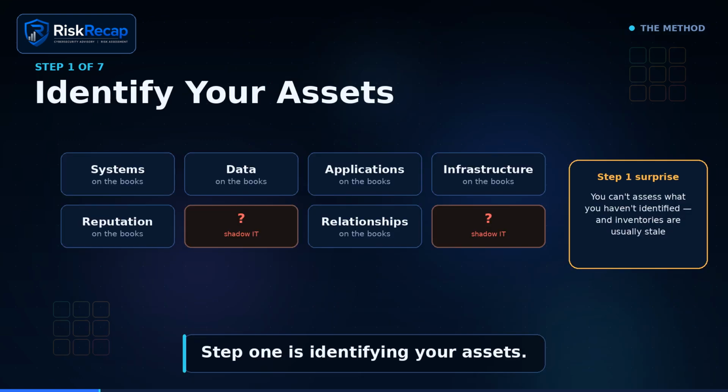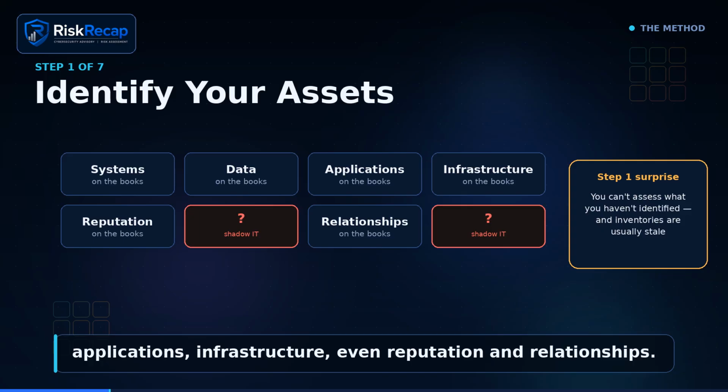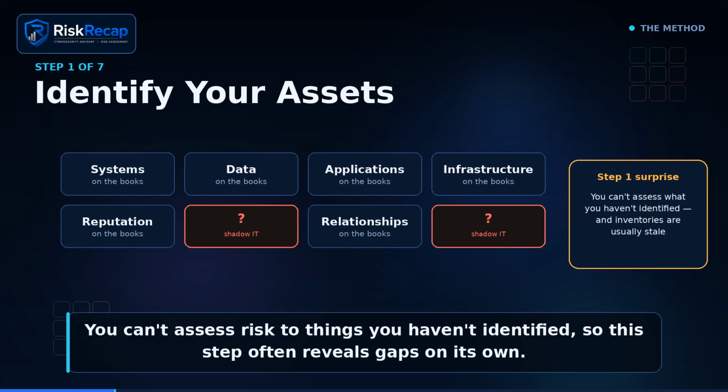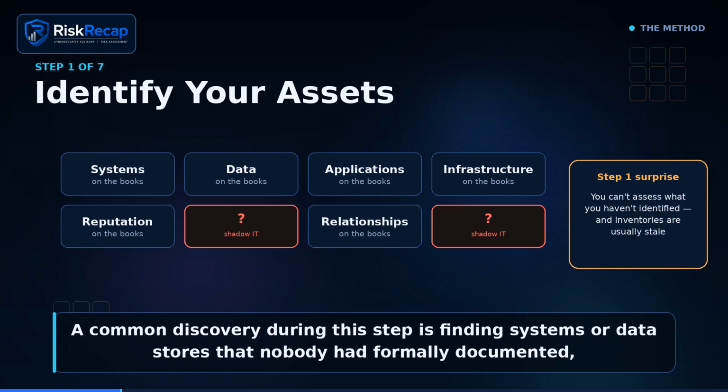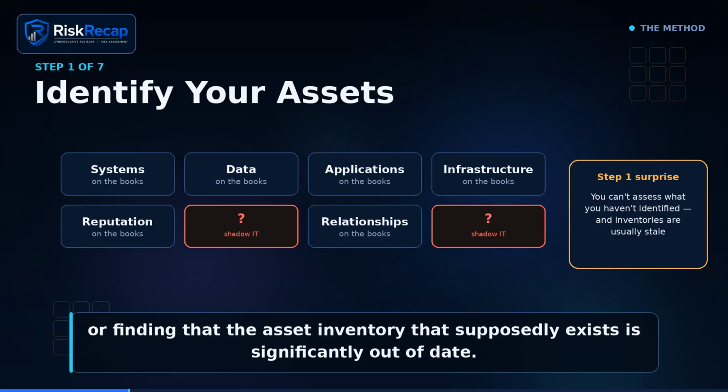Step 1 is identifying your assets. An asset in this context is anything of value to the organization that could be affected: systems, data, applications, infrastructure, even reputation and relationships. You can't assess risk to things you haven't identified, so this step often reveals gaps on its own. A common discovery during this step is finding systems or data stores that nobody had formally documented, sometimes called shadow IT, or finding that the asset inventory that supposedly exists is significantly out of date.